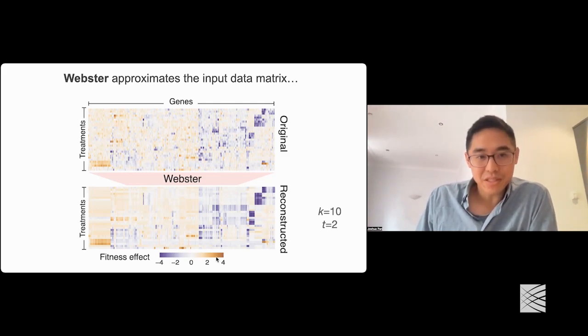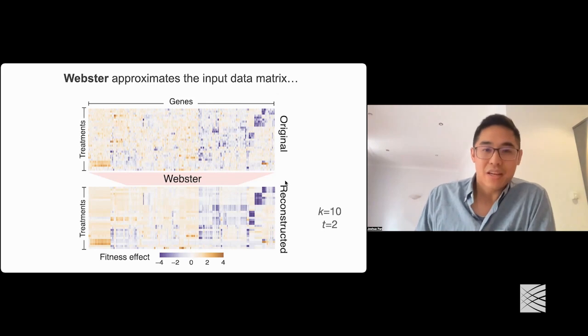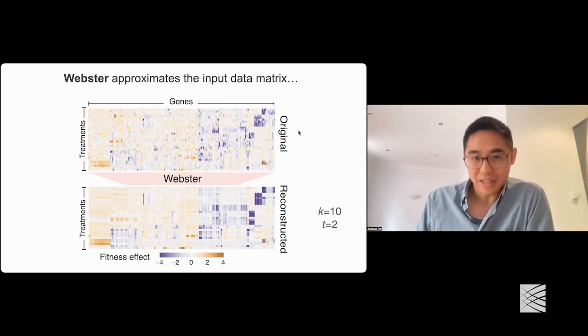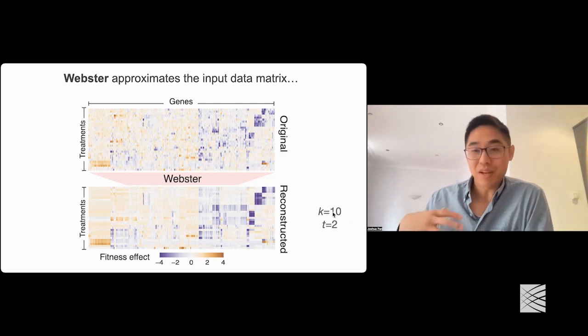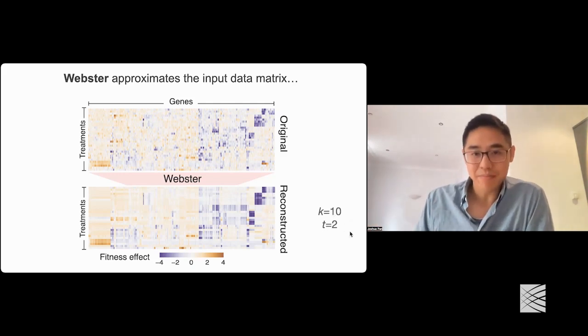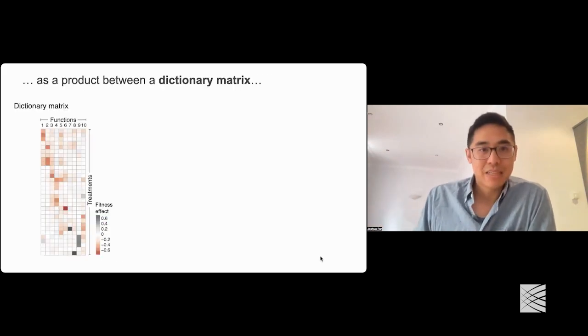And so this is the result of applying our approach. And you can see that in our reconstruction of this original data, we've largely captured these broad clusters or effects that we see even visually in the original data. And so what's the difference between these two? I'll show you. But basically, we've reconstructed that data in terms of 10 functions that we've learned automatically. And we've mapped each gene effect to 2 of those functions. So how does that work?